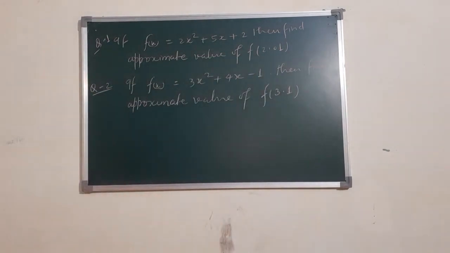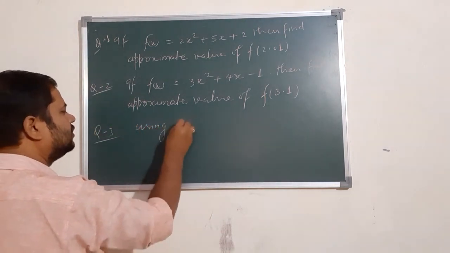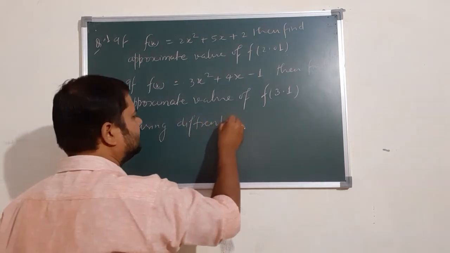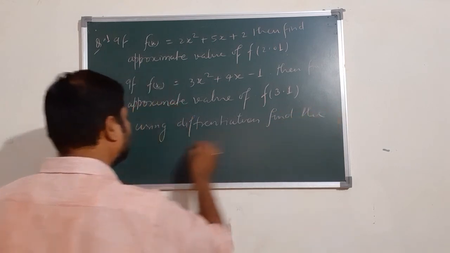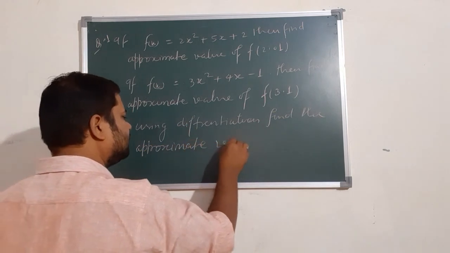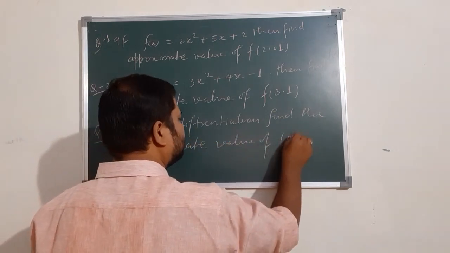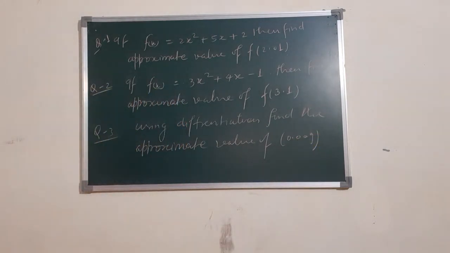One more question you have to write here. It is given: using differentiation, find the approximate value of (0.009) whole to the power 1/3.